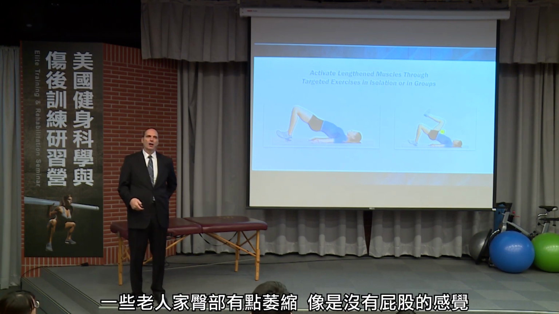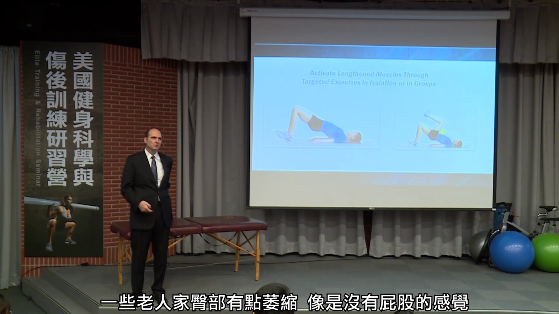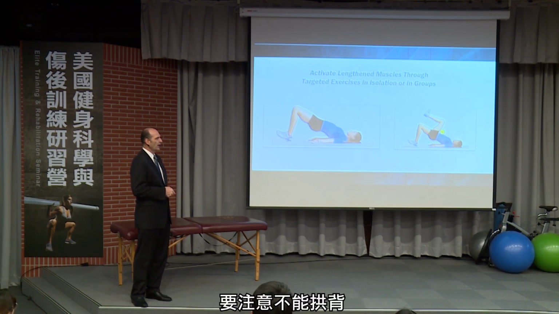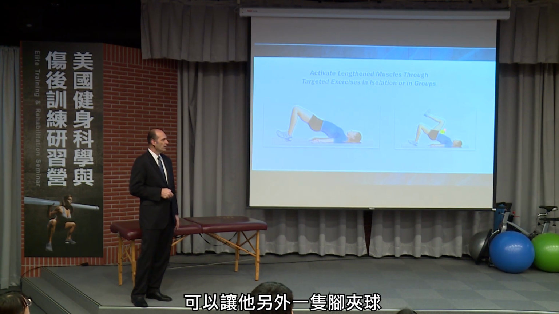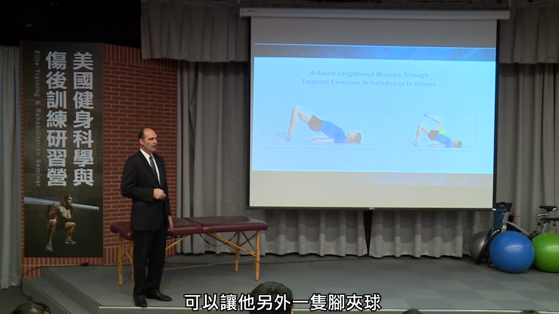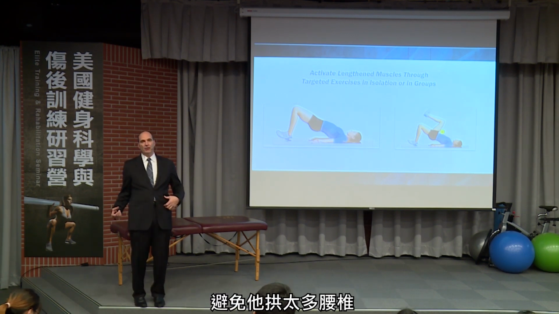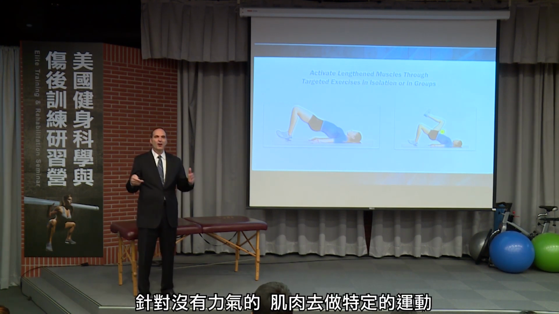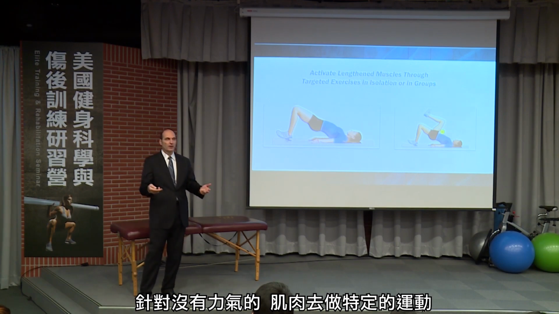So if you see old men, sometimes they have no buttocks. They've lost their butt. No, their glutes. This is an exercise for them. This bridge makes them fire their glute, but we don't want them to arch their back. So if you hold a ball here with your leg up and do it single leg, if you arch your back, the ball falls out. So it teaches you to activate the glute. These are targeted exercises at specific muscles to strengthen them.